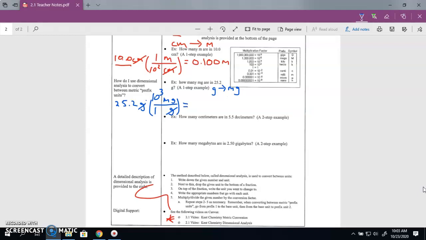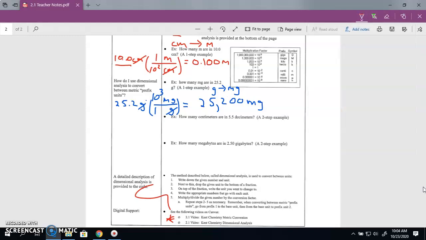Because this and this are both on the top, we multiply them together. And so the final calculator answer would be 25,200 milligrams. Check for significant figures. 3 sig figs, 3 sig figs, we're good to go. These are not significant zeros because they're ending zeros in a number that does not have a decimal.